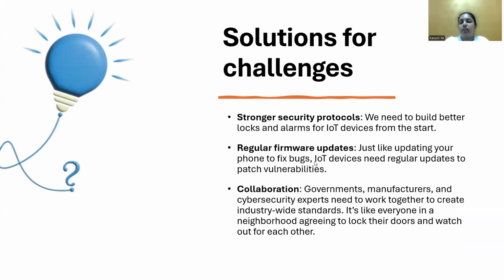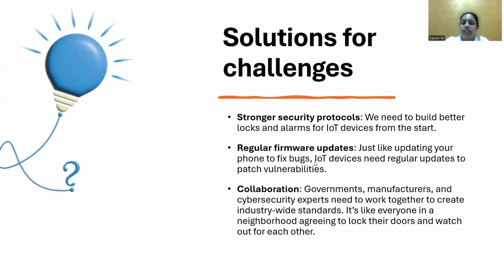Here, what can we actually do to fix these? I mentioned three key steps. First is stronger security protocols. Here, we need to build better locks and better alarms for IoT devices from the start. Next, regular firmware updates. It's just like updating your mobile phone to fix bugs. IoT devices need regular updates, actually patch updates, to patch vulnerabilities.